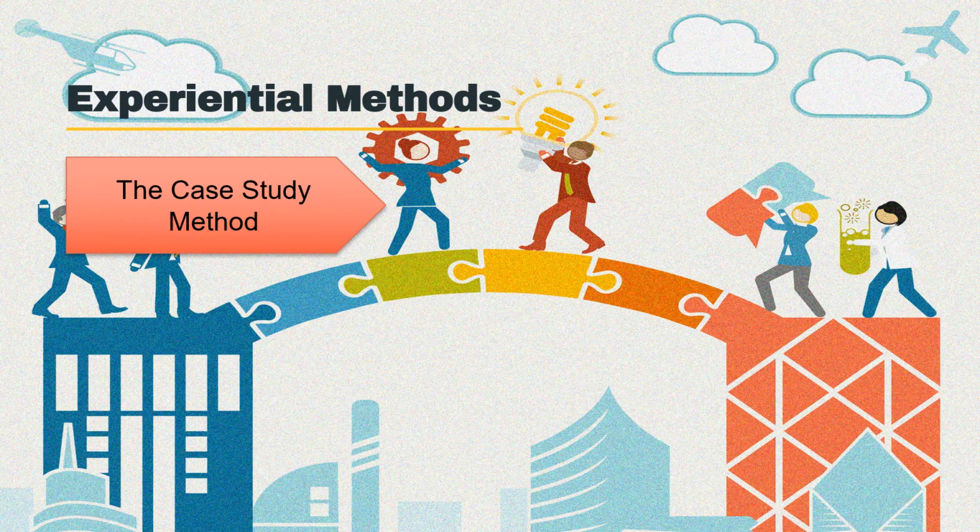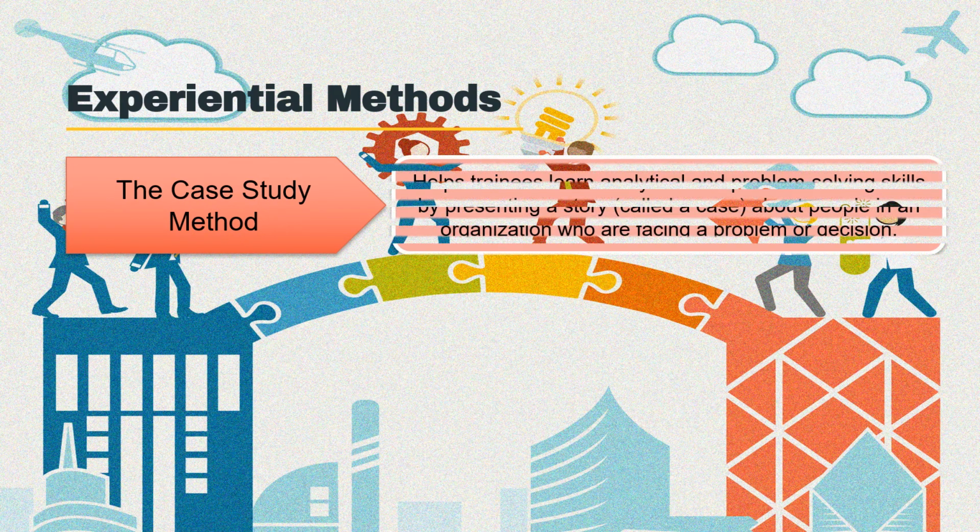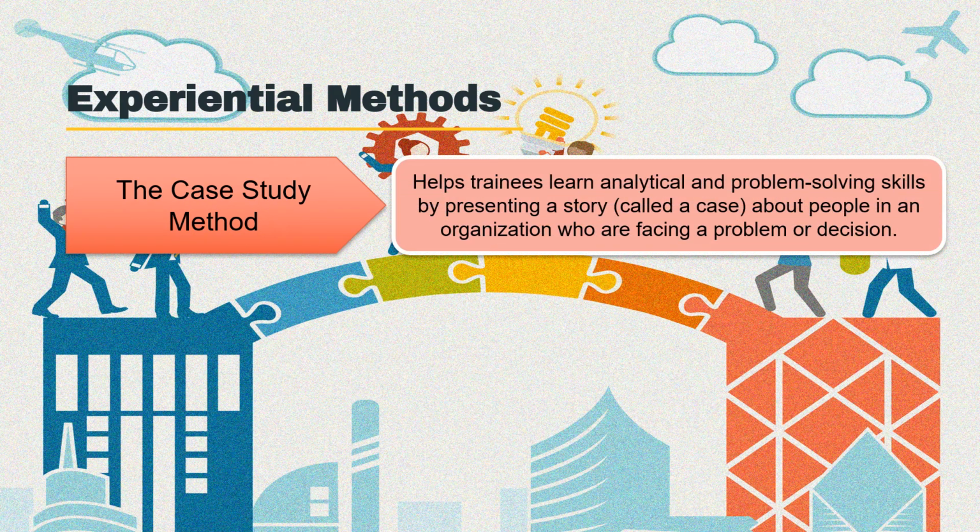There are some examples of experiential methods. First one is the case study method. The case study method helps trainees learn analytical and problem-solving skills by presenting a story or a case about people in an organization who are facing a problem or decision. Cases may be based on actual events involving real people in an organization, or they can be fictional.